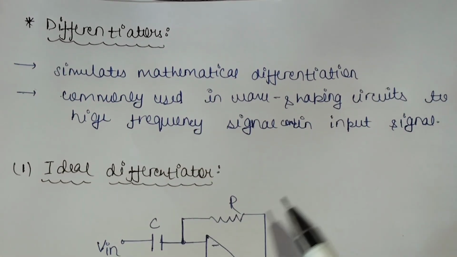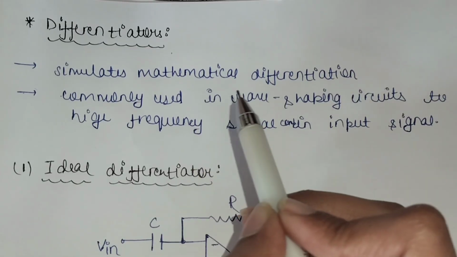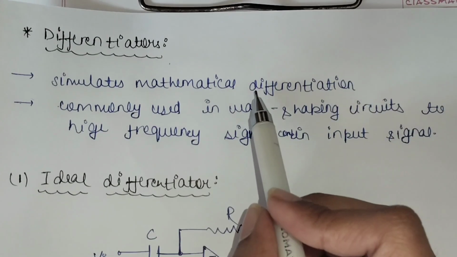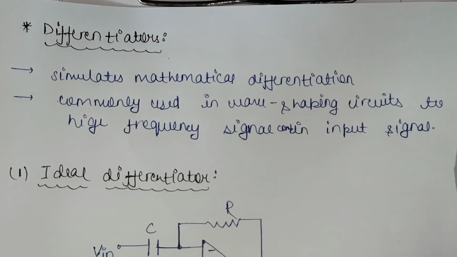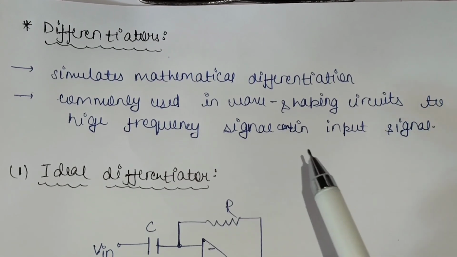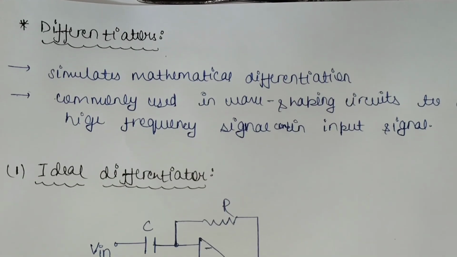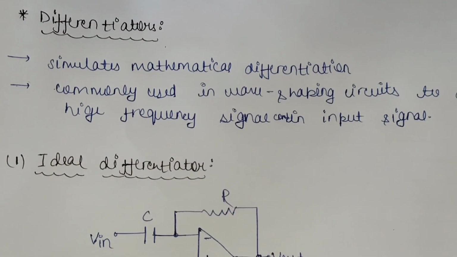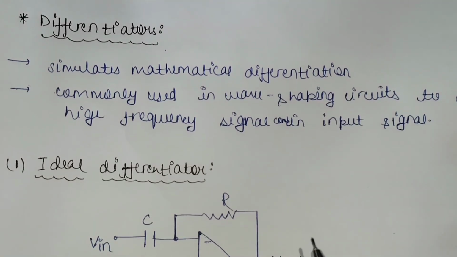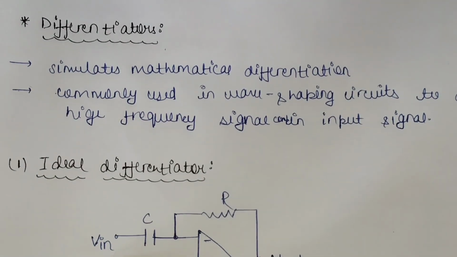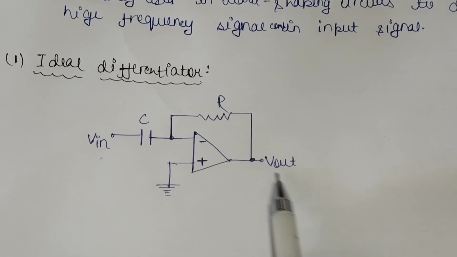Now coming to the next part of this video, which is the differentiator. A differentiator can be understood as mathematical differentiation. They are commonly used in wave shaping circuits to detect high frequency signal components in an input signal. The op amp based differentiator produces an output which is equal to the differentiation of the input voltage. The circuit shown below is the circuit of an ideal differentiator.